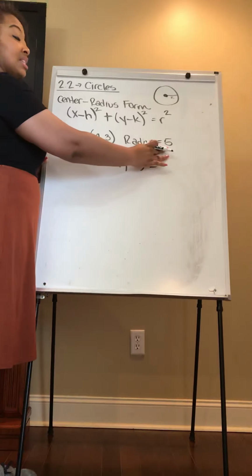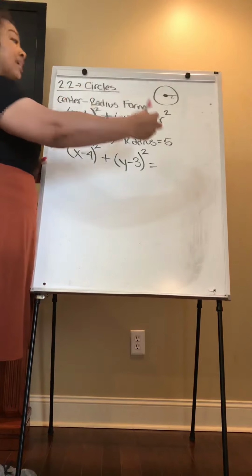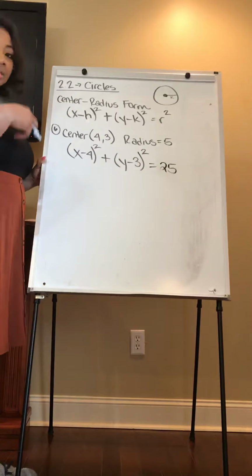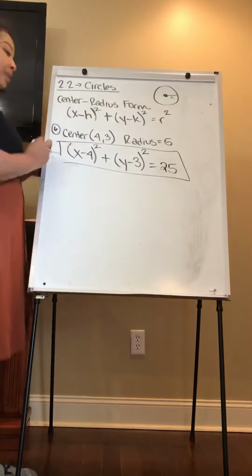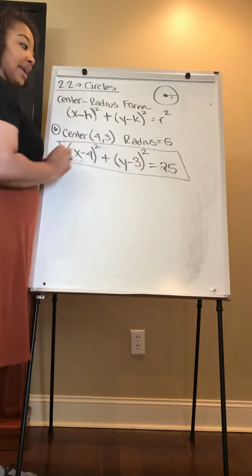Equals, if the radius is 5, then now you square it, which will give you 25. Because in order to get a 5, you have to take the square root of 25. So my equation would be x minus 4 squared plus y minus 3 squared equals 25.